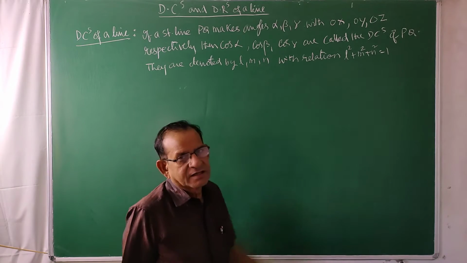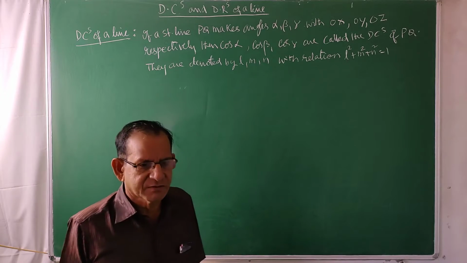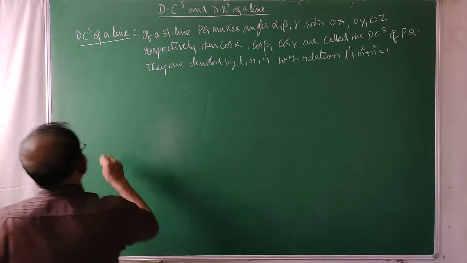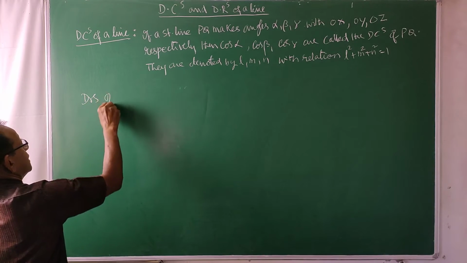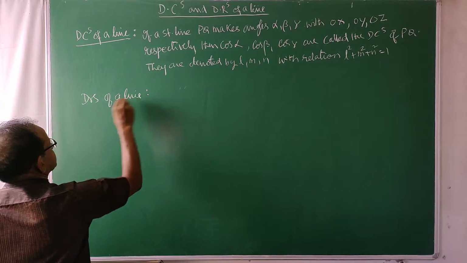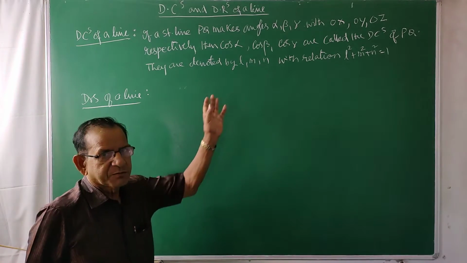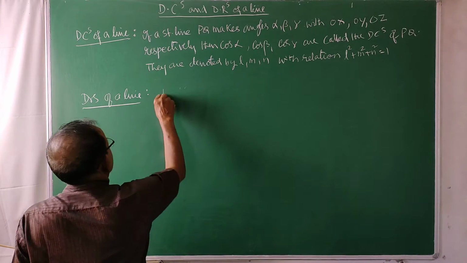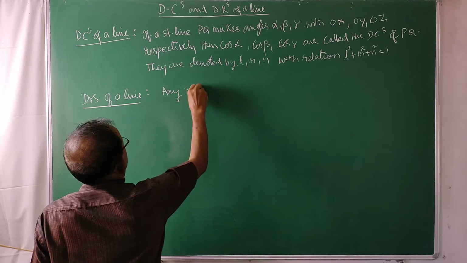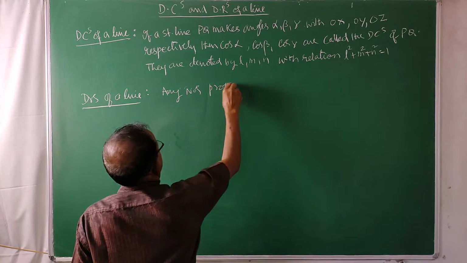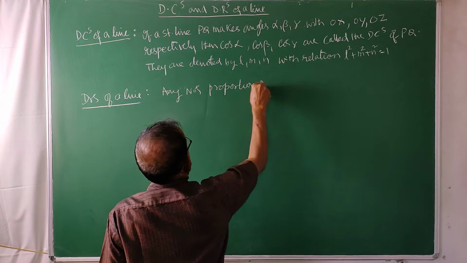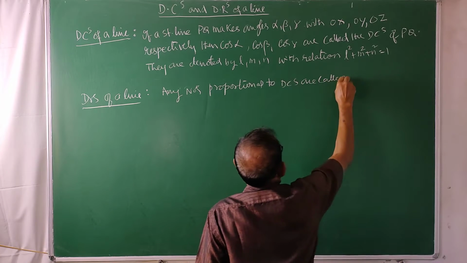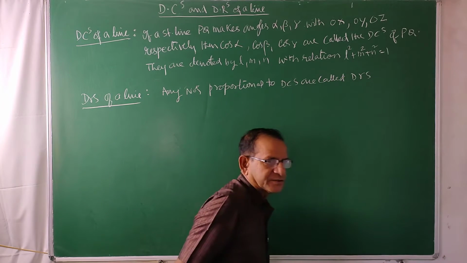But the relation between l, m and n is always l square plus m square plus n square is equal to 1. Now, DRs of a line. DRs of a line means direction ratios. Any numbers proportional to the direction cosines are called direction ratios, that is, any numbers proportional to DCs are called DRs.